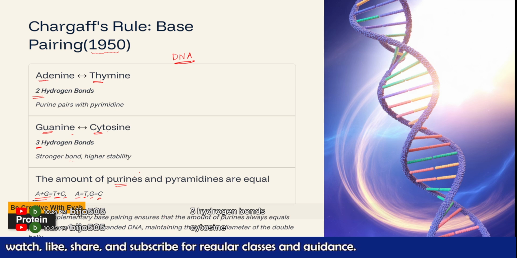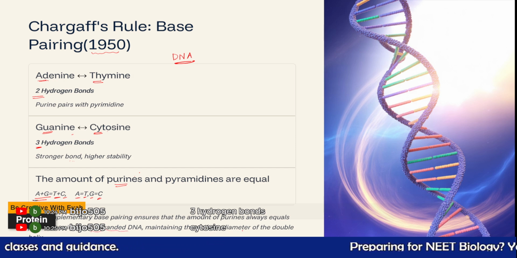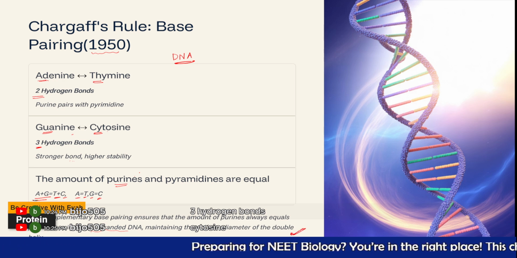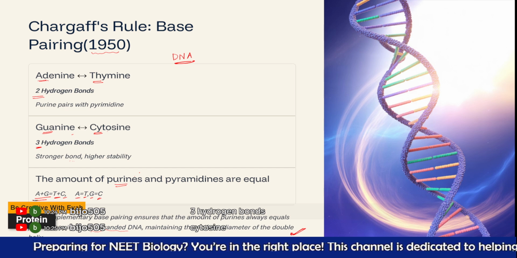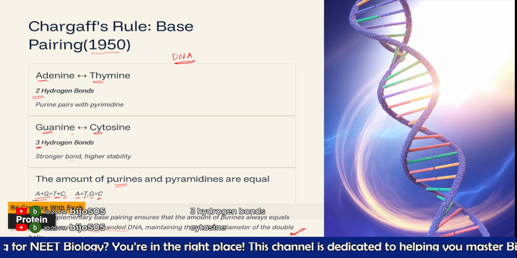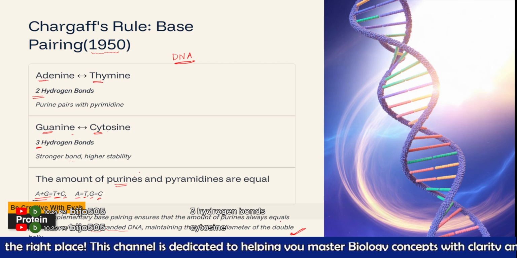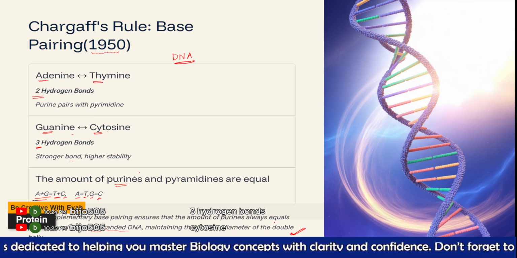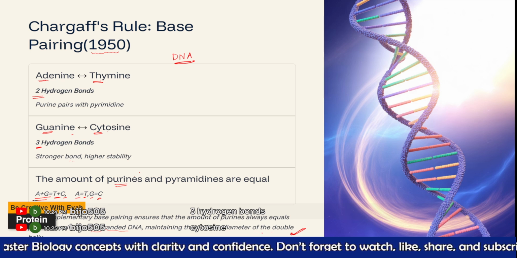This complementary base pairing ensures the amount of purine is always equal to the pyrimidines in the double strand, which maintains a uniform diameter of the double helix. So assertion, reason questions, chances are there. The last statement: DNA maintains a uniform diameter of the double helix. How? Because of complementary base pairing, one purine always pairs with one pyrimidine. So the number of purines and pyrimidines are equal, and because of that the DNA can maintain a uniform diameter throughout the chain.